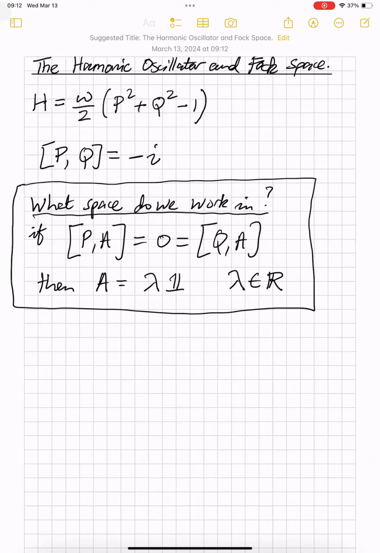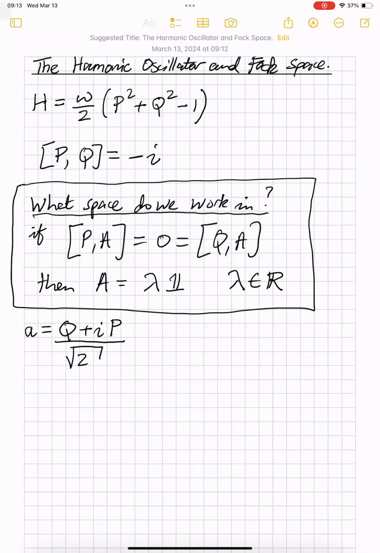How are we going to solve this energy eigenvalue problem? Well, we're going to follow Dirac and do it algebraically. So Dirac introduced two operators. So the first operator is A equals Q plus I P, so position plus I momentum, over the square root of 2.